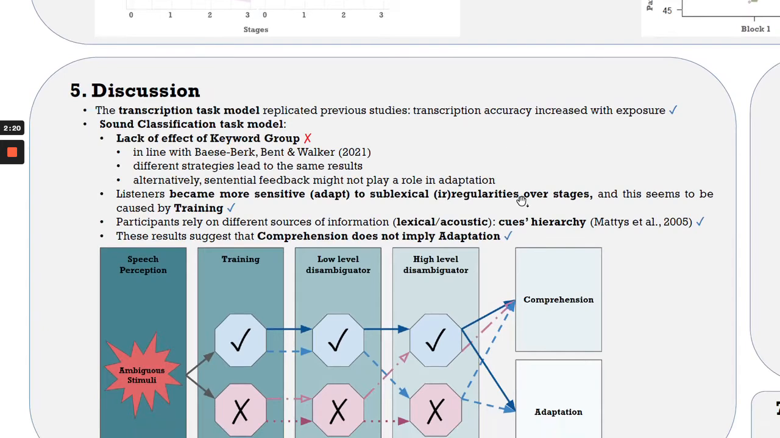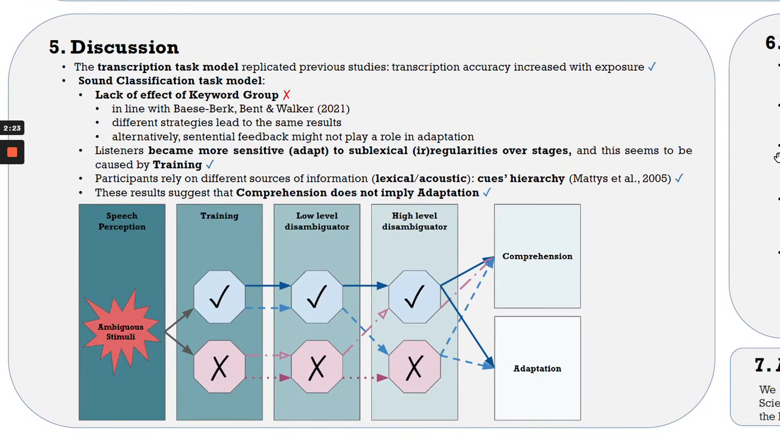The main points that I want to highlight here with this last figure are that it seems that training has an effect on adaptation to sublexical irregularities, as sensitivity of trained consonants progresses through stages. Listeners can rely on cues from different levels when they're listening to an ambiguous stimulus, and in order to access a low-level cue, they seem to rely on training.